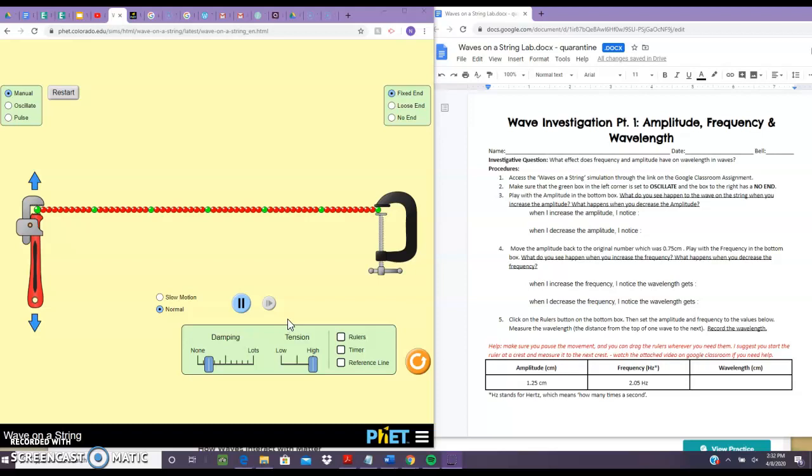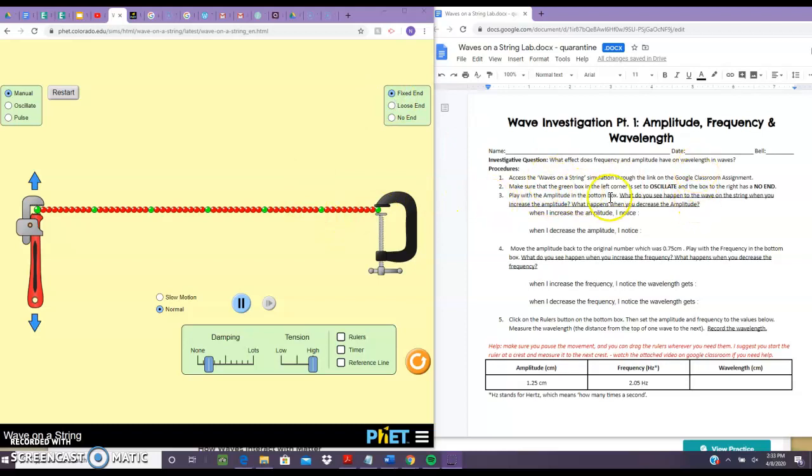So, on the Google Doc, I suggest that first of all you have the two tabs open like I have here. On the Google Doc, if you read through this step by step, I try to make it as clear as I can of what we should be doing. So starting with number 1, access the waves on the string, so I'm already there, through the link.